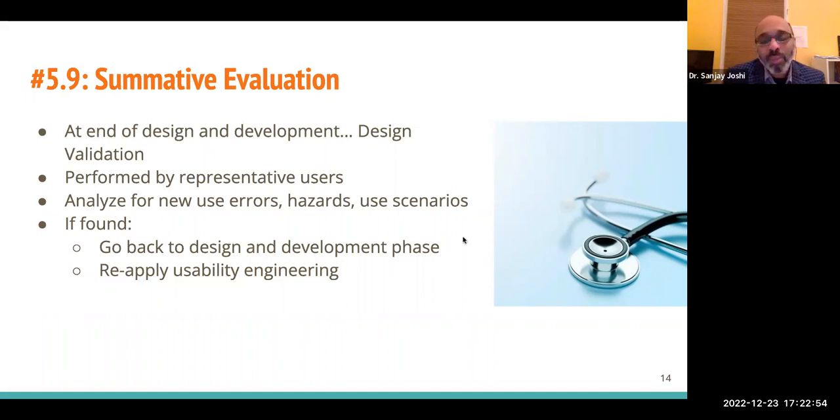It is done by the representative users, and we typically analyze the results of design validation for any new use errors, any hazards, or any new use scenarios. If we find them, we need to write them down. Sometimes you have to go back to the design and development phase. This has happened in our experience. It is unfortunate, you are all ready to go, but if that's a product that's going to be unsafe or not going to meet its use, what's the point? You need to go back, maybe for another iteration of your design, go again through design verification and come back to design validation. And in all this process, you need to reapply the usability engineering process.